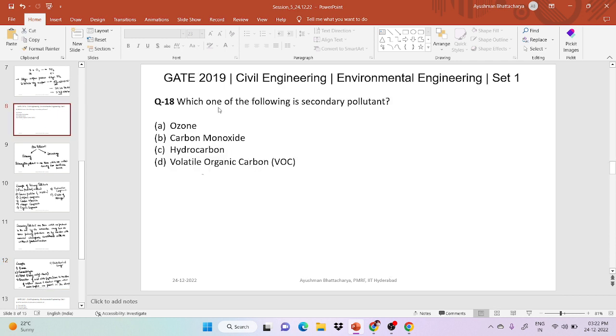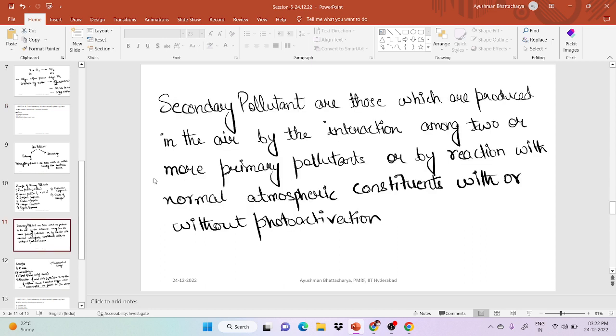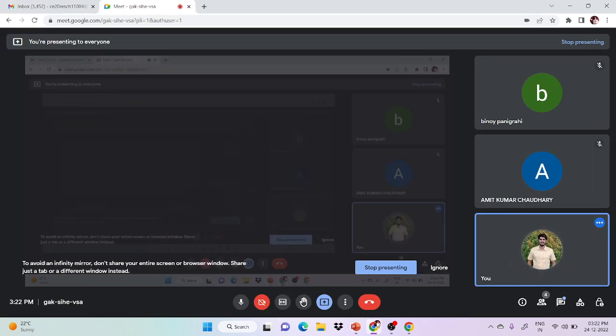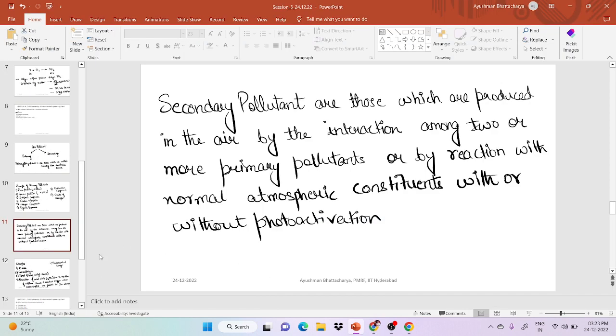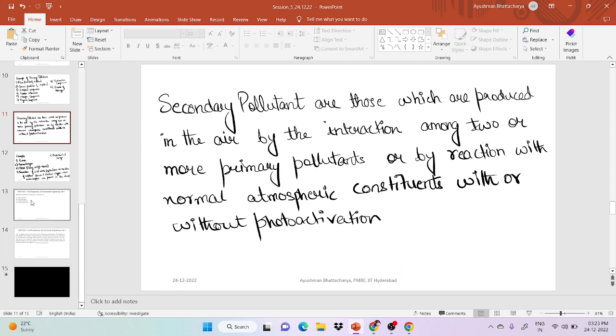Knowing all these examples, now you can easily answer the question. Which of the following is a secondary pollutant? Secondary pollutant is ozone. So ozone is our answer because secondary pollutants are those which are produced in the air by the interaction among two or more primary pollutants or by reaction with normal atmospheric constituents. I hope this is clear. Does anyone have anything to ask? Okay, we will proceed to the next question then.